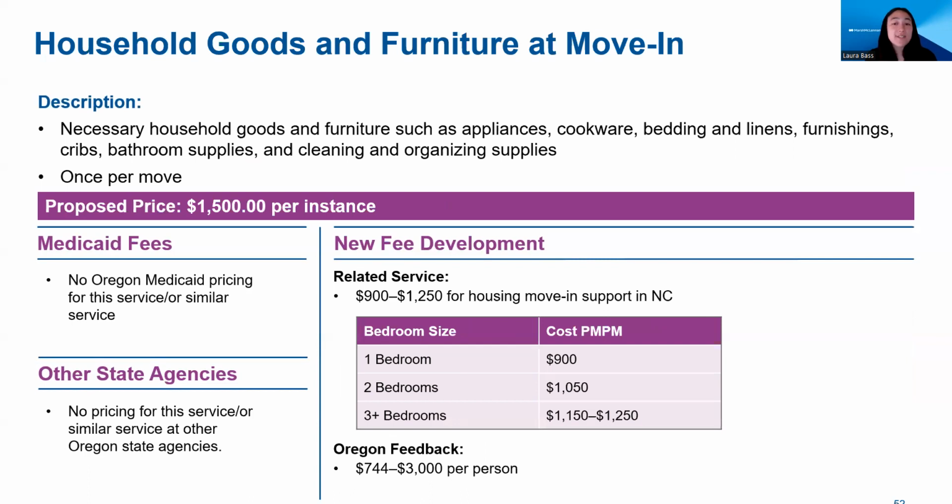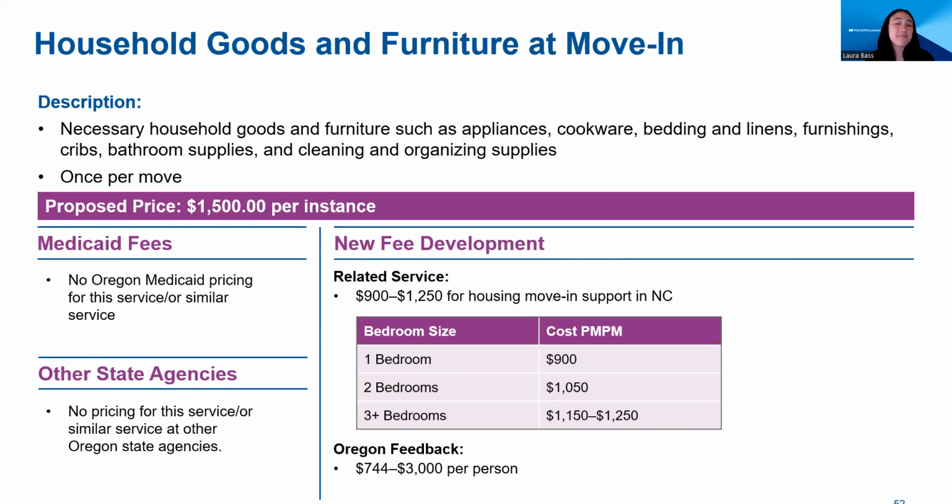Okay. So household goods and furniture at move-in pays for necessary household goods and furniture when a member's household moves into a new residence. This includes things like appliances, cookware, bedding and linens, furnishings, cribs, bathroom supplies, and cleaning and organizing supplies. Again, we didn't find any existing Oregon Medicaid rates or other Oregon state agencies paying for this sort of service. But we did find North Carolina priced a general housing and move-in support service that I mentioned before. So that's between $900 and $1,250, depending on the household size.